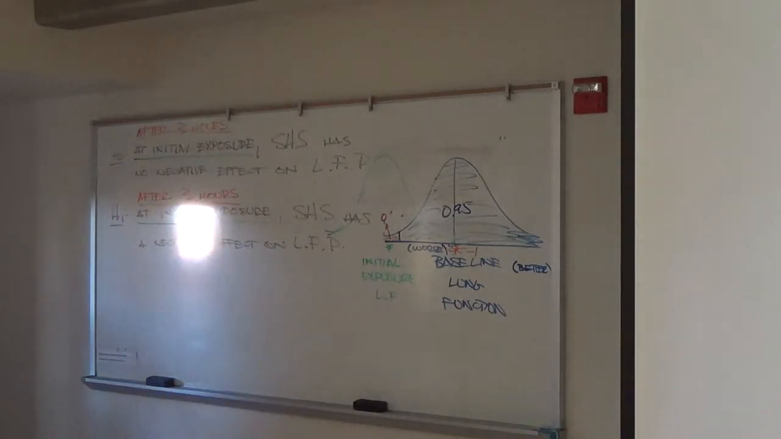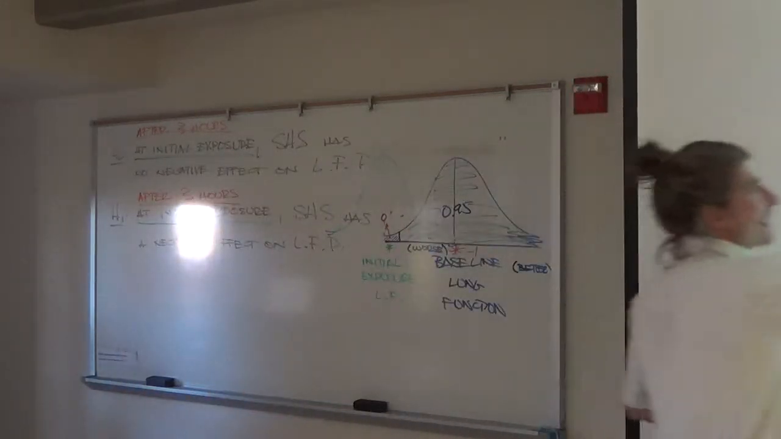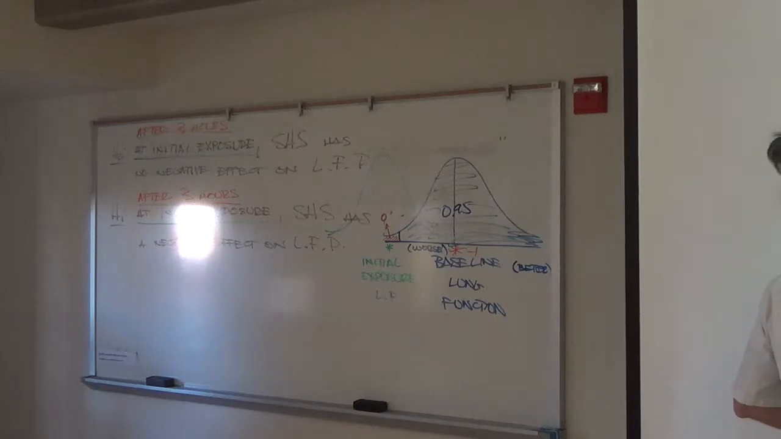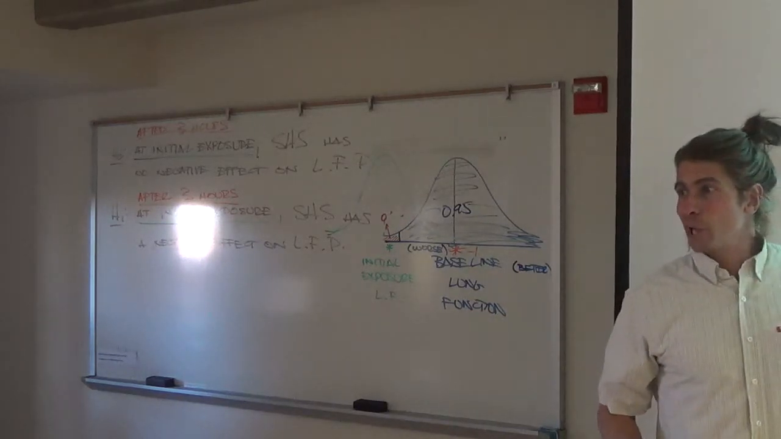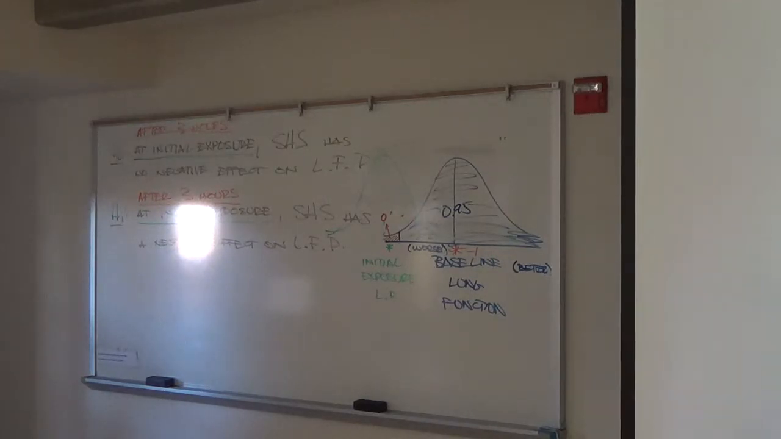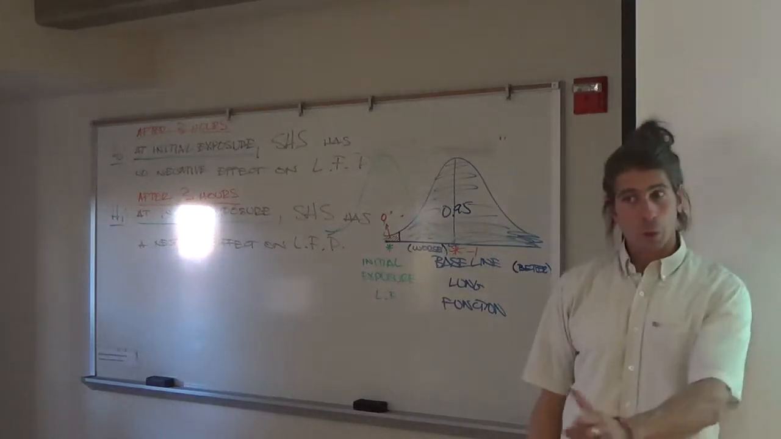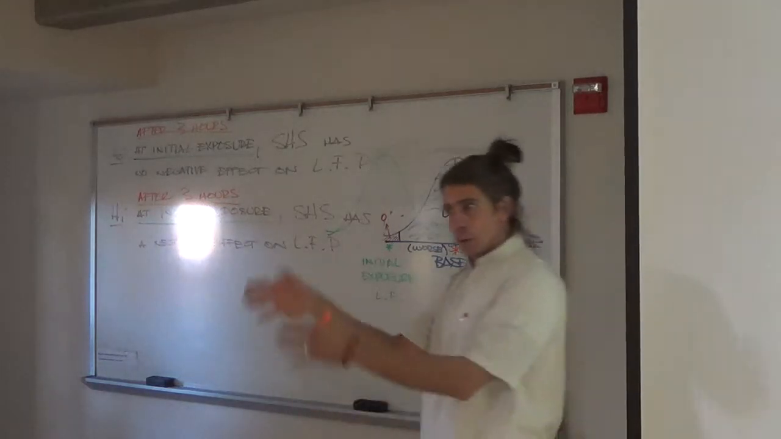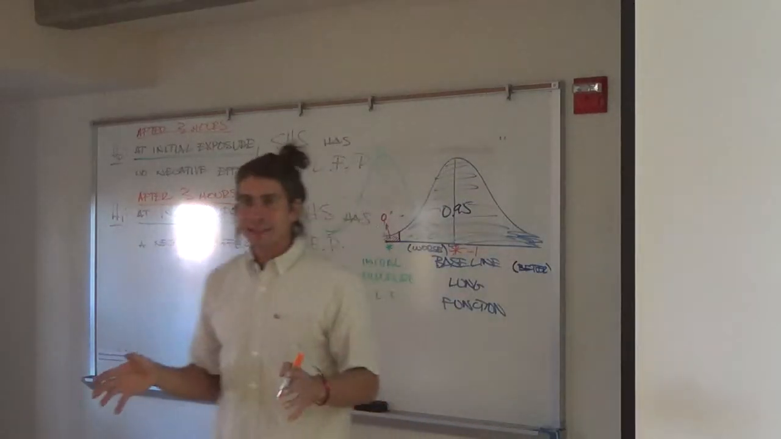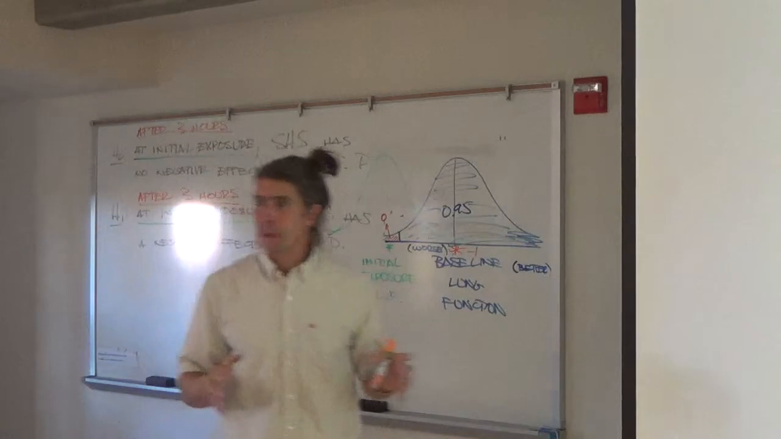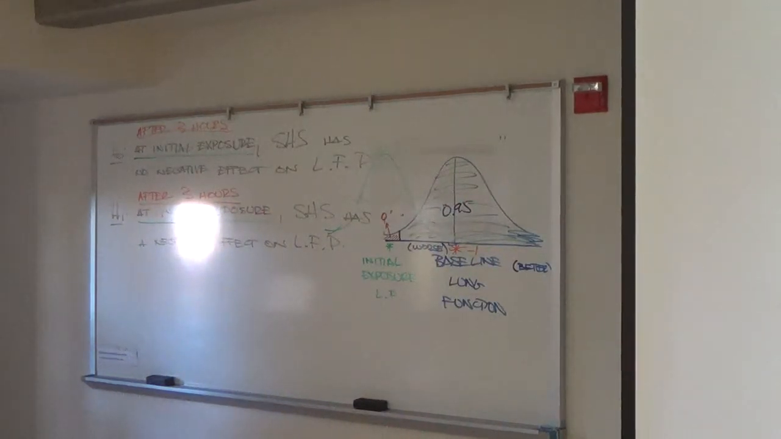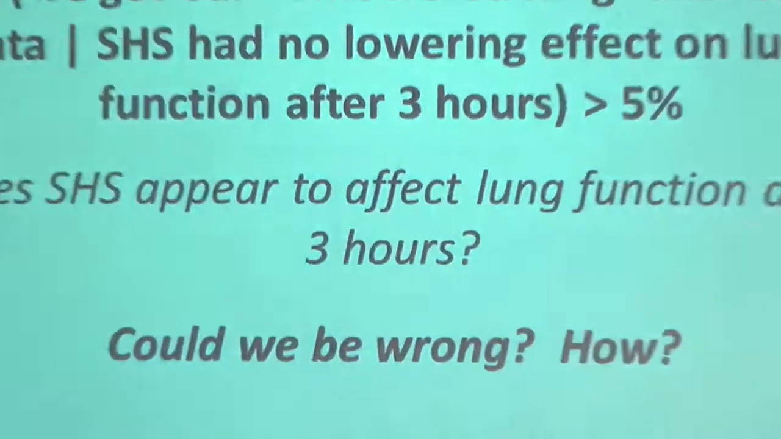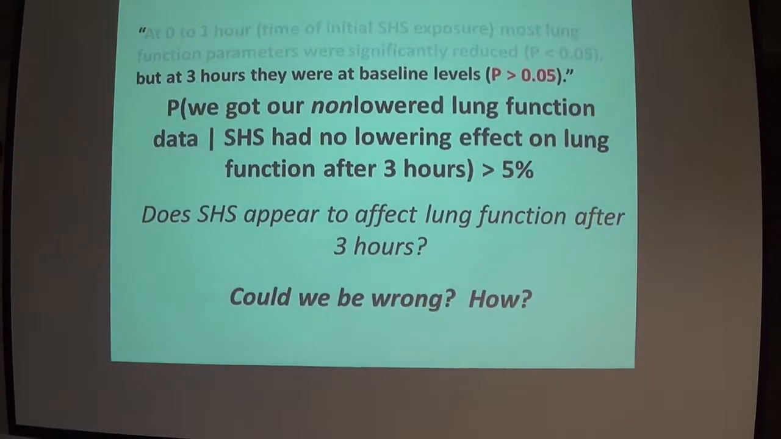Here is the conditional statement in words. We were expecting secondhand smoke to not lower lung function, and guess what we saw? Non-lowered lung function. So in other words, after 3 hours, we were expecting baseline levels, and what did we get? Baseline levels. Is that a contradiction? That's perfect agreement. That's the opposite of a contradiction.